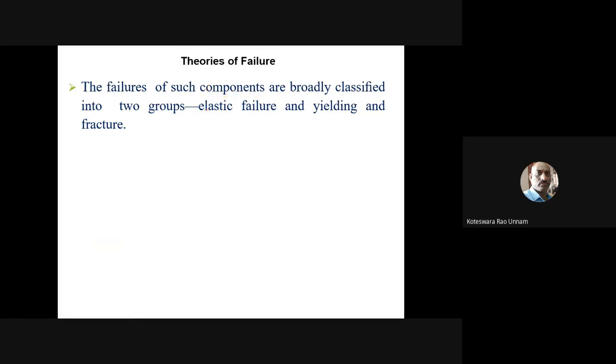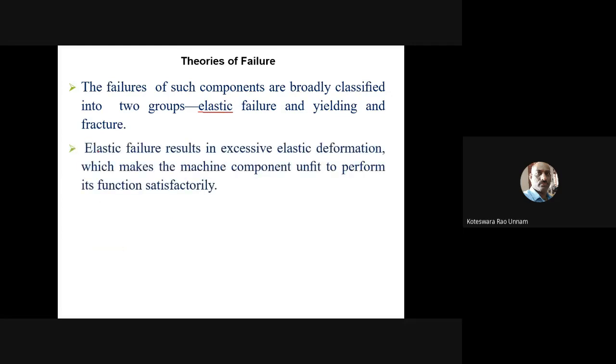Means the component is subjected to excessive elastic deformations. The deformations are within the elastic limit only, but there is an excessive deformation. Because of that, the component may not perform its intended function, so then we call it an elastic failure. That's what I have written here: elastic failure results in excessive elastic deformation, which makes the machine component unfit to perform its function satisfactorily. Whatever the intended function is for that machine, it is not able to perform it, so we call that kind of failure elastic failure.